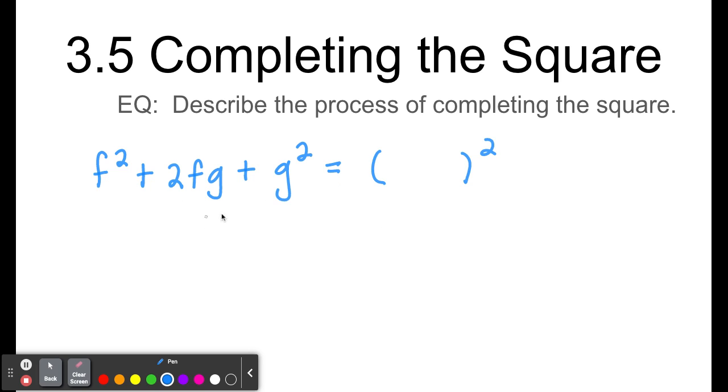So if we were to go through the process of using the x to factor this, recall that it factors to give us f plus g squared. So in our perfect square trinomial, we know that the first term is a perfect square. We know that the last term is a perfect square. And then we know that the middle term is derived by multiplying 2 times this number's square root times this number's square root. So we're going to apply that to what we're going to see today.